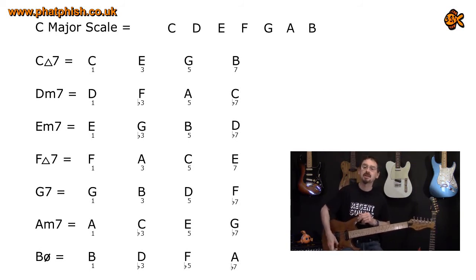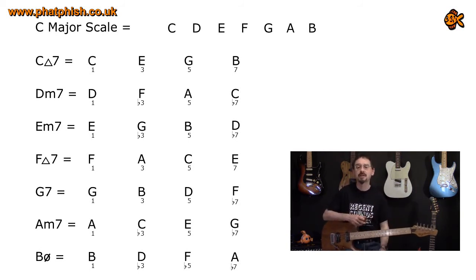So this is the C major scale harmonised out in 7 chords: C major 7, D minor 7, E minor 7, F major 7, G7, G dominant 7, but we just tend to call it G7. Don't mention the word dominant. It's a dominant 7 type chord, but we don't use the word dominant in the chord name. A minor 7 and B half diminished.